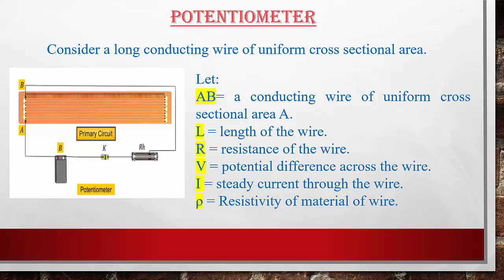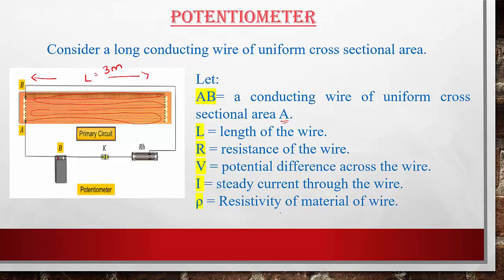Now, AB is a conducting wire of uniform cross-sectional area A. Where is AB? You can observe the diagram. Between A to B, a conducting wire is connected, right? It has several meters of length. Let L be the length of the wire, the total length of the wire. We can take it as 3 meters.